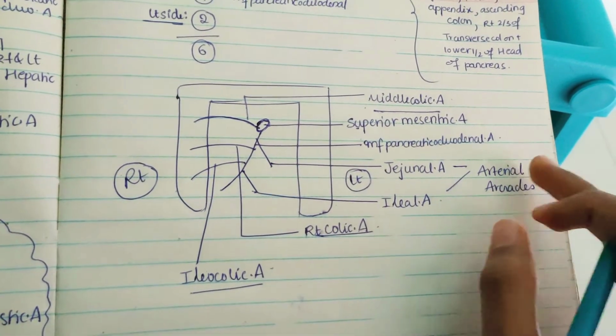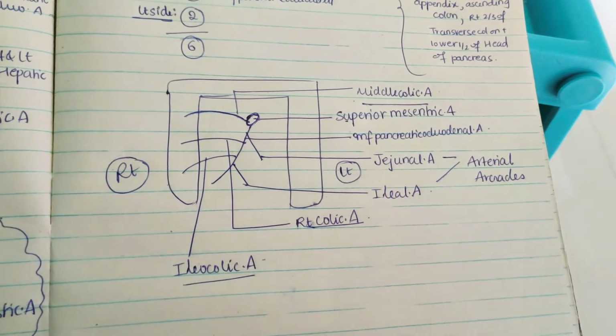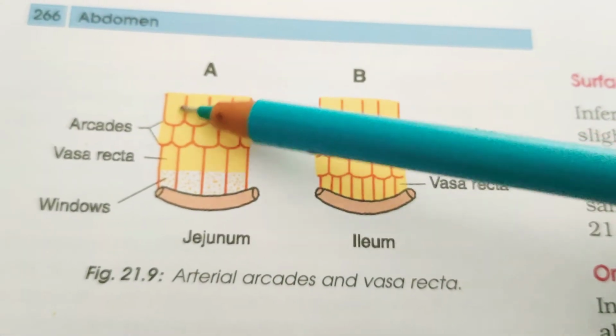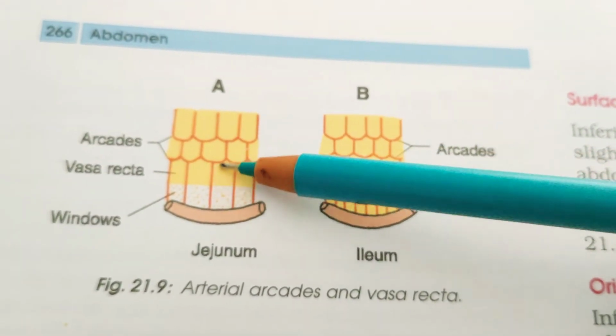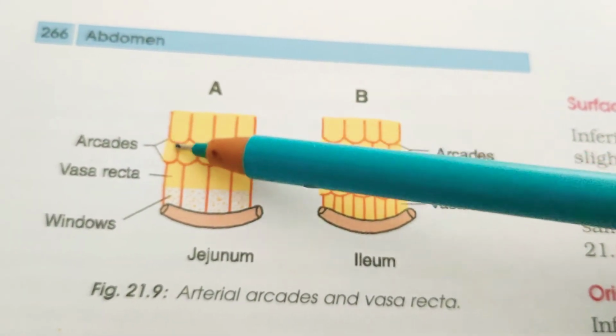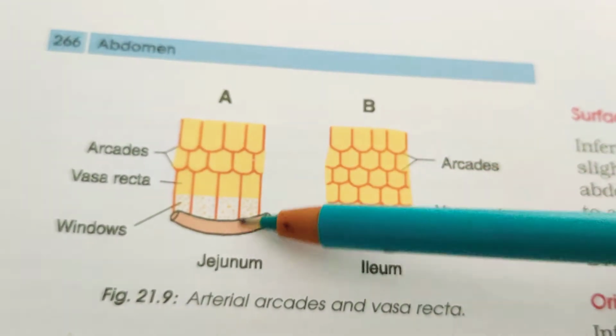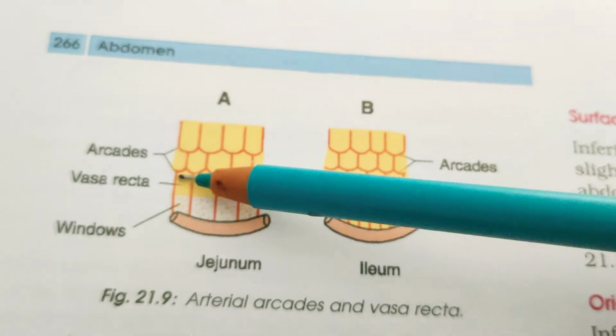So what are those arterial arcades? Let us see the diagram and understand. In this diagram you can clearly appreciate the jejunum, and here the arterial arcades. These are called arterial arcades, and these long strand-like things are called vasa recta.